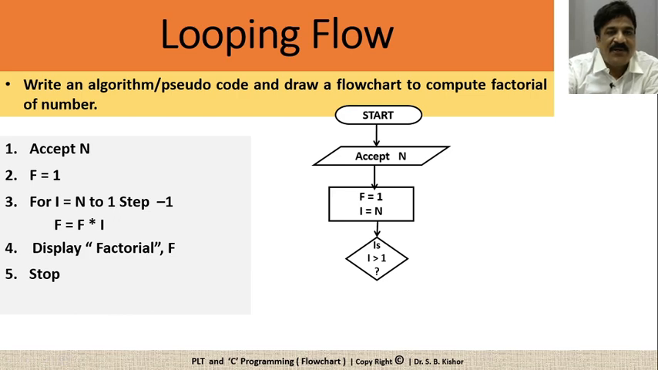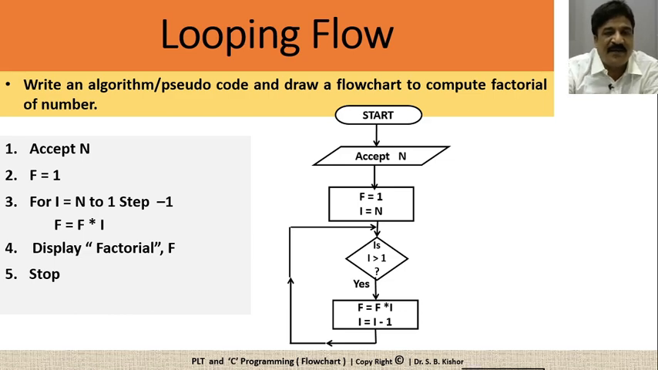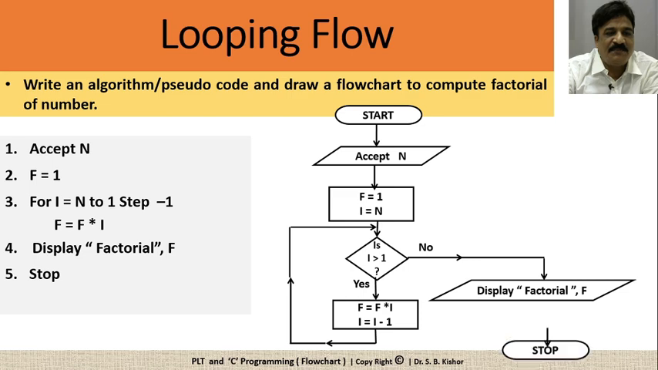Okay, so find out what? The factorial, that is f is equal to f multiplied by I, and then decrement the value of I by 1, and this process will be continued as long as the value of I is greater than 1. The moment this condition becomes false, you need to display what? The factorial of the number, and then stop. Take one more example.